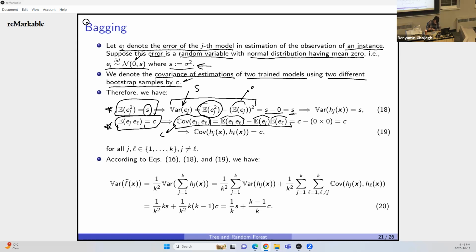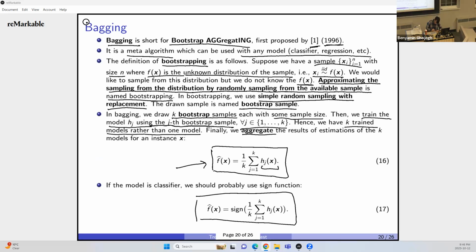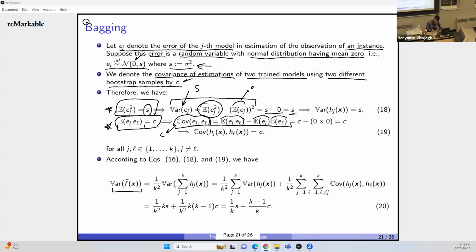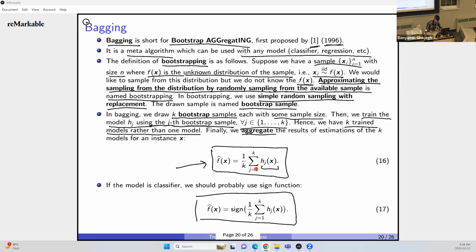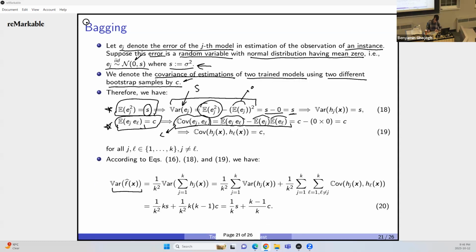According to these equations, 16, 18, and 19, what was 16? This was 16, the aggregation. What is the variance of F hat? So F hat was what? The mean of the estimations, right? Recall preliminaries. I don't know if you remember. The constant becomes a squared constant because variance is quadratic, right?